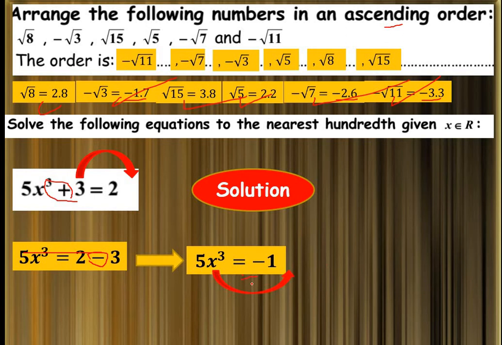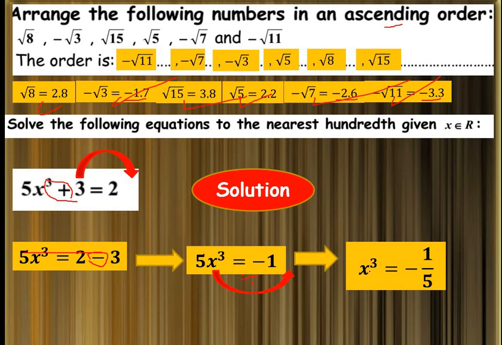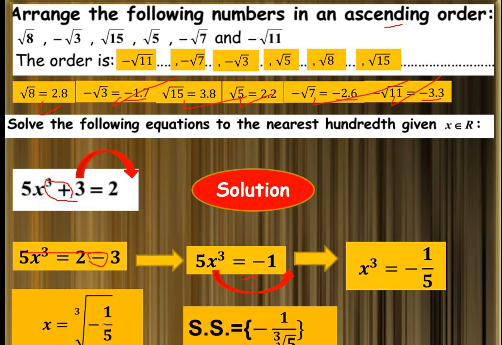Divide on the other side. Therefore, x power 3 equals negative 1 over 5. We need only x, not x power 3. So, we take the cube root of the other side. So, the solution set will be negative 1 over cube root of 5.